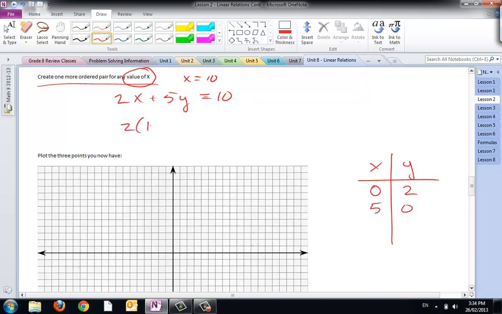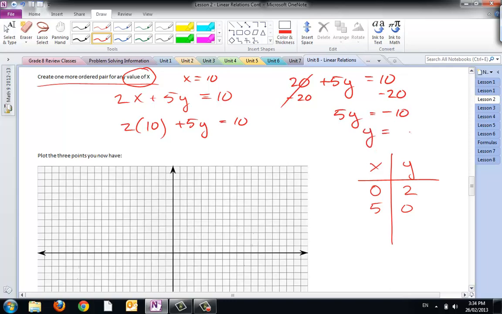So that's 2 times 10 plus 5y is equal to 10. So 20 plus 5y is equal to 10. I'm going to get the y all by itself by subtracting 20 from both sides. I get 5y is equal to negative 10. Y is therefore equal to negative 2. So for an x value of 10, y is equal to negative 2.